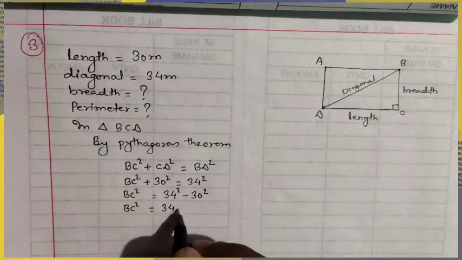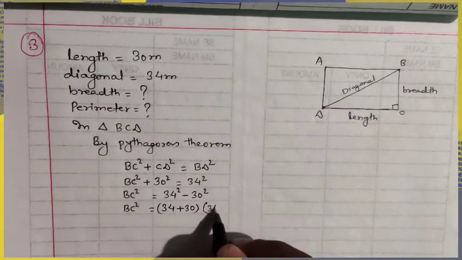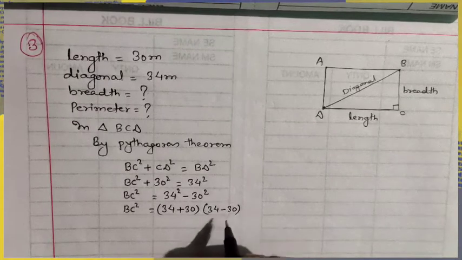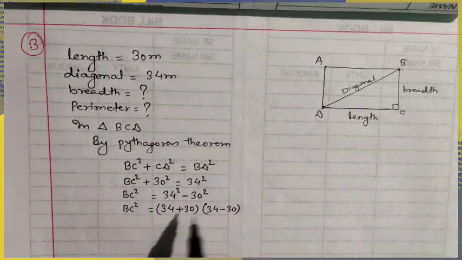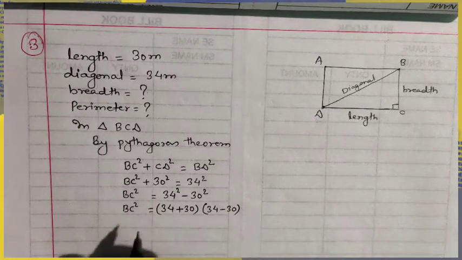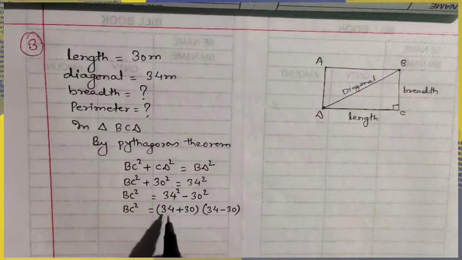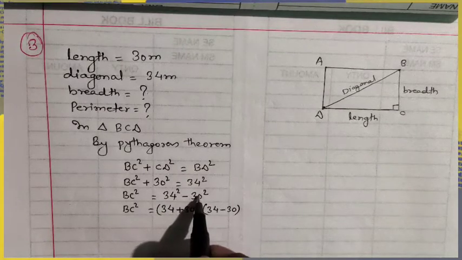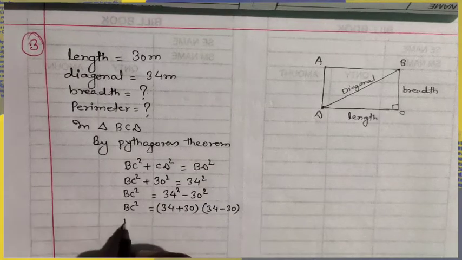I am using the formula a plus b into a minus b for making the calculation easier, which you will learn in class 8. Now here if I start calculating, it will take too much time. That's why I have used the formula. What you will do, you will multiply 34 two times and write the value, then multiply 30 two times and write the value, and then subtract it.